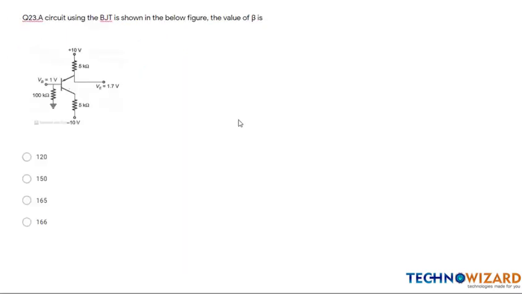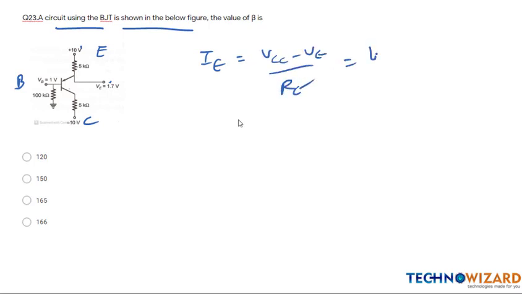Next question, question number 23. A circuit using the BJT is shown in the figure. Here, this is the emitter junction, this is the collector junction, and this is the base junction. From here, I can find IE, the emitter current, which is equal to VCC minus VE upon RE, that is 10 minus 1.7 upon 5 kilo ohm, which is equal to 1.66 milliamps.